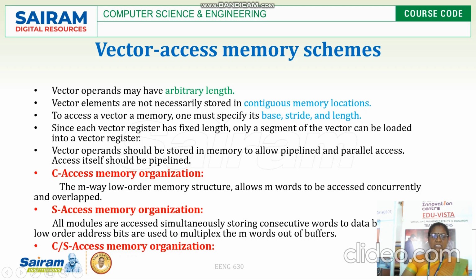C is nothing but concurrent. Concurrent access means parallel. If the memory is going to be accessed concurrently, that kind of organization and memory access is called C-access. And if it is going to be accessed sequentially, that kind of memory access is called S-access. The combination of these two is called C-S-access memory organization.